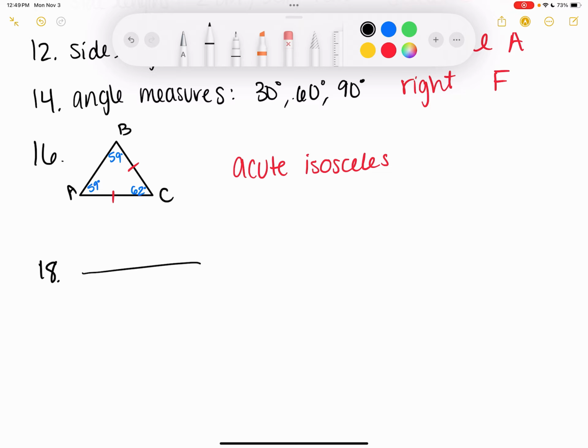18. Whoa, I made that triangle really large. Yo, bro, that's so straight.